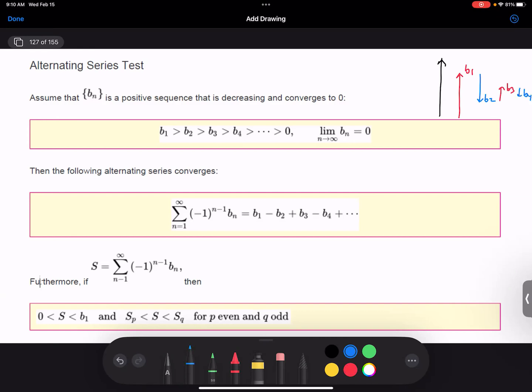And let's look a little bit. Can I ever get as high as B1 again? No, because B2 is greater in absolute value than B3. So negative B2 plus B3 is negative. Negative B4 plus B5 is negative. So I know I'm never going to get as high as B1 again. Am I ever going to get as low as B1 minus B2? No, because B3 minus B4 is positive. B5 minus B6 is positive.